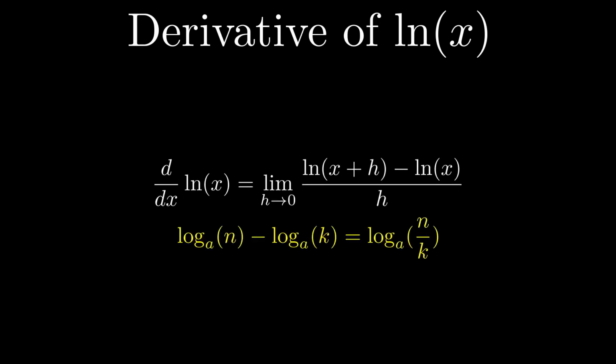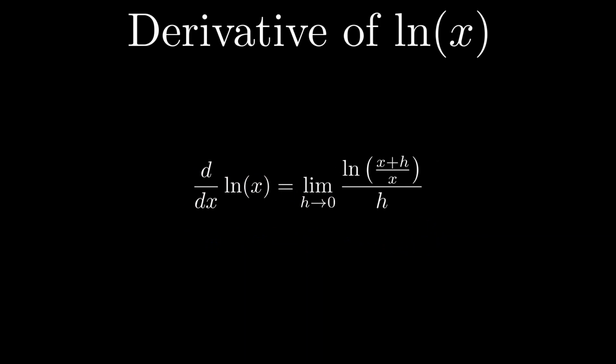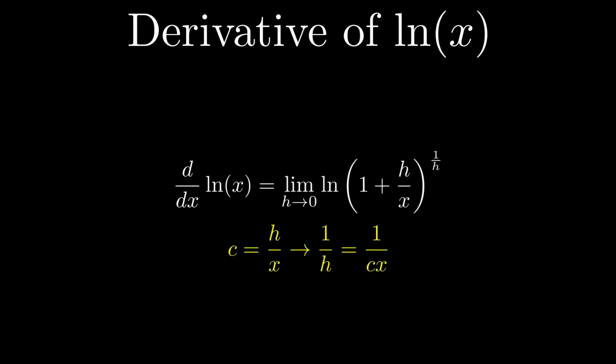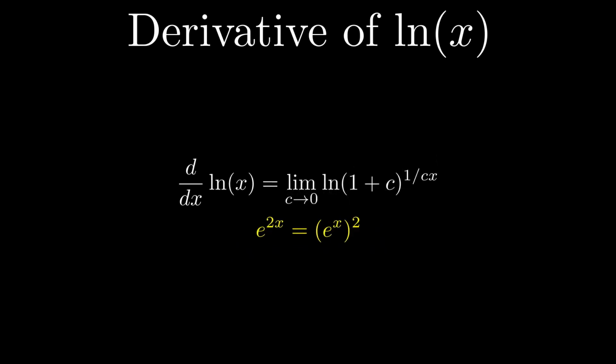Starting with the definition of derivatives, we can combine the natural logs using the properties shown, resulting in natural log of (x plus h over x) over h. Then we can pull the denominator out of the natural log, resulting in the equation you see. Then, using the property shown, we can move the 1 over h to the power of 1 plus h over x. Then, we can substitute c equals h over x, which means 1 over h is 1 over cx, and c approaches 0 as h approaches 0 to get the equation you see.